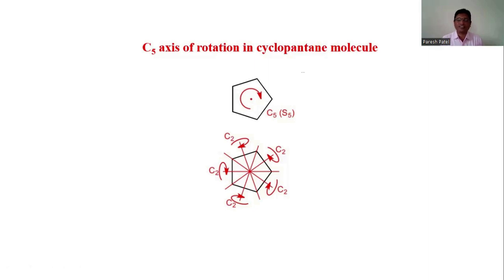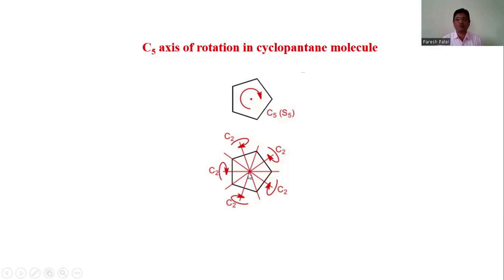So the order of axis in case of the cyclobutane is 5. So the symmetry element can be recognized as a C5. Now in case of the cyclopentane, the main principal axis is C5. Why? The order of C5 is more than C2.